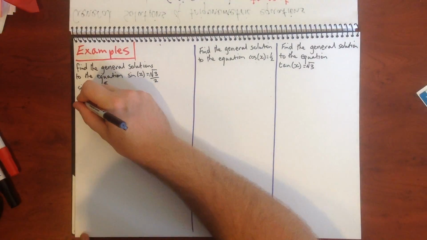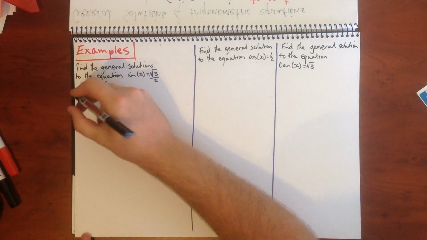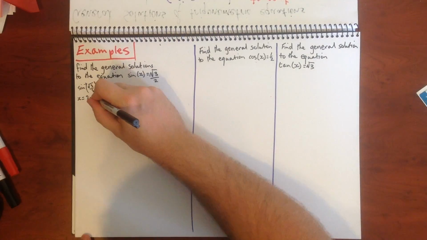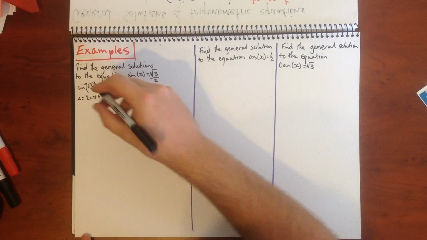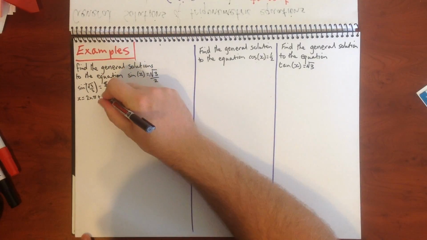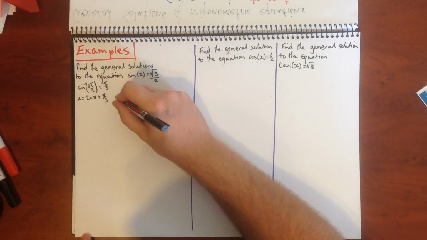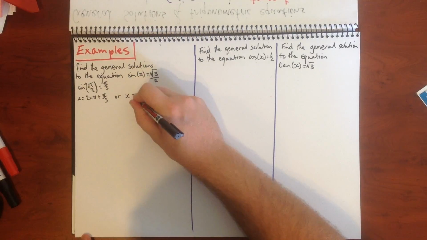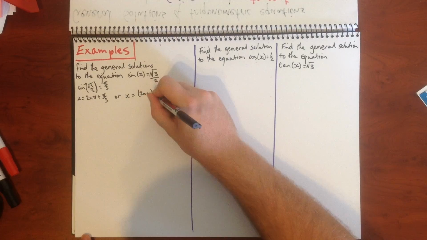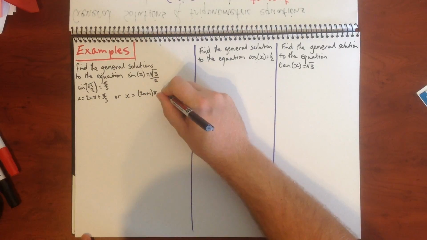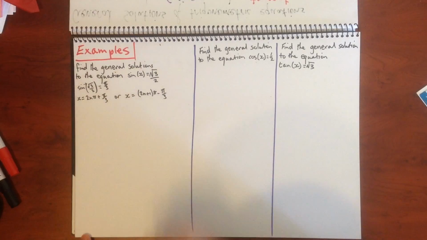So remember, our two solutions are x equals 2n pi plus pi on 3, or x equals (2n plus 1) pi minus our pi on 3.